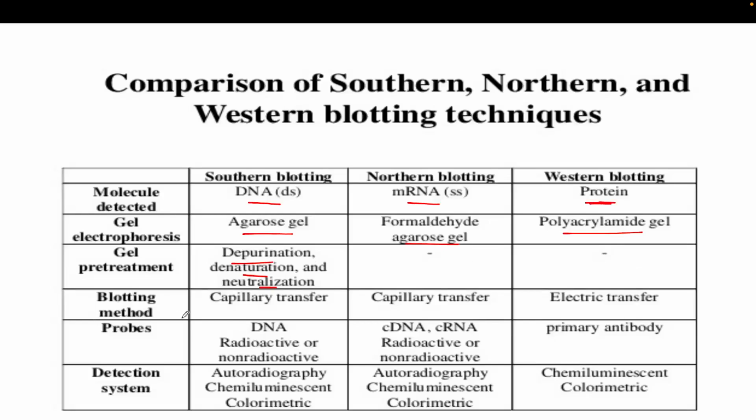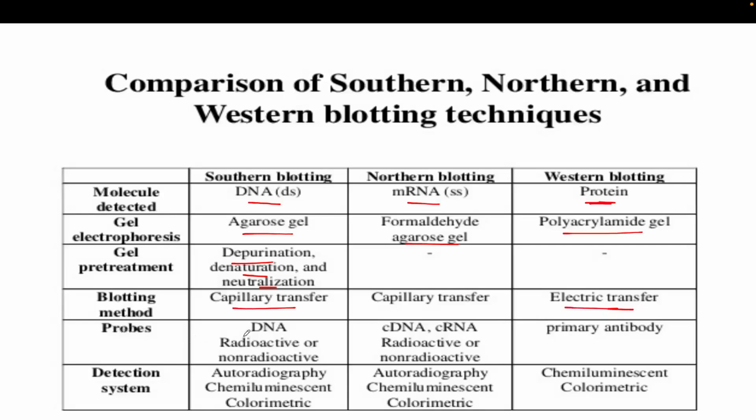The blotting method, or transfer method, generally happens in southern blotting and northern blotting by capillary transfer. You just keep your membrane on a solution, so that through capillary action the solution will migrate from the lower part to the upper part. But in western blotting you have to perform electric transfer, so the transfer happens in the presence of electric current.